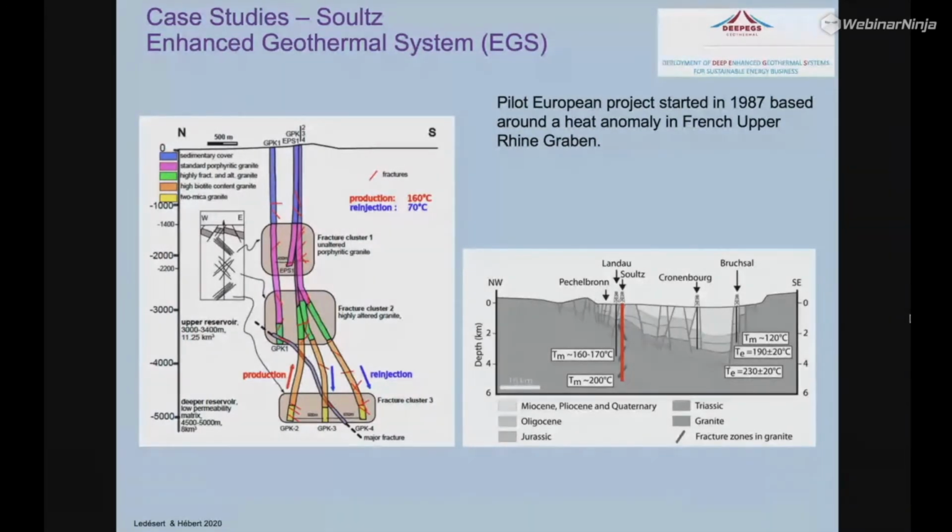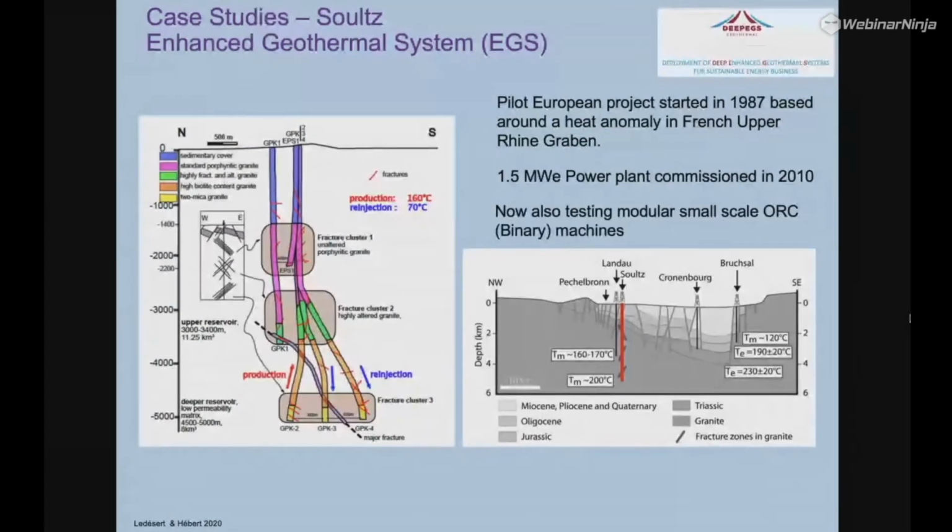The wells were then extended in depth, and more testing carried out, and then extended further to around 5 kilometers depth, where since 2010 they have been producing and powering this power plant, a 1.5 megawatt power plant commissioned in 2010. The most recent development in this area, because it's quite a pioneering project and scheme, is it's now testing modular small-scale ORC binary machines, which are basically mini binary power plants.